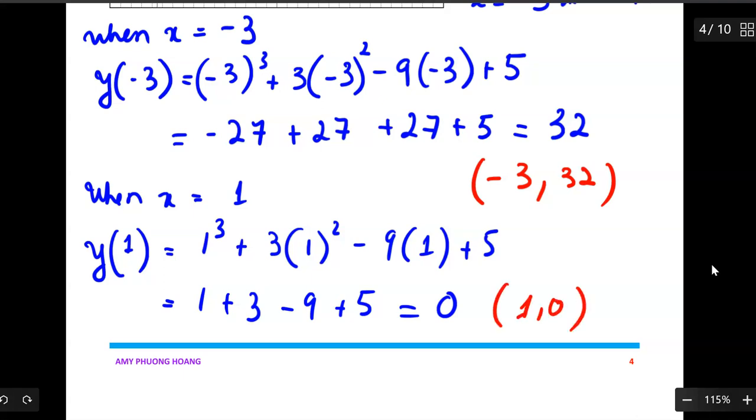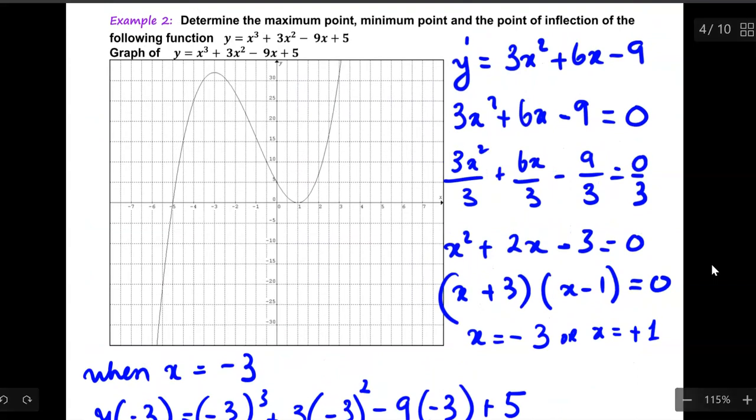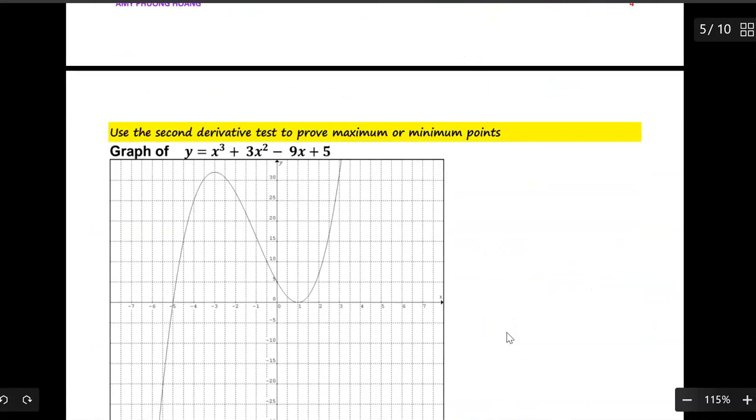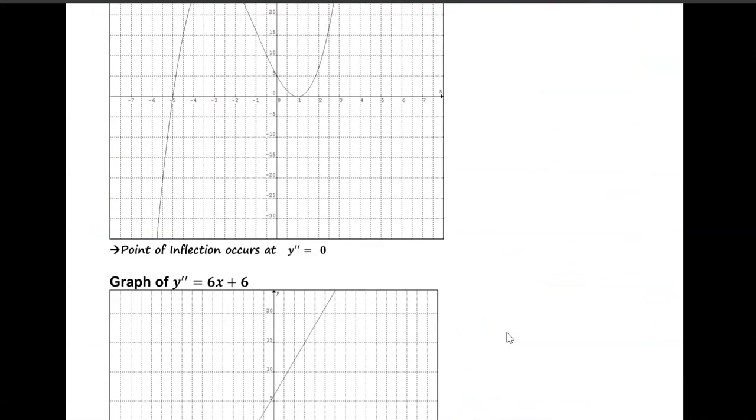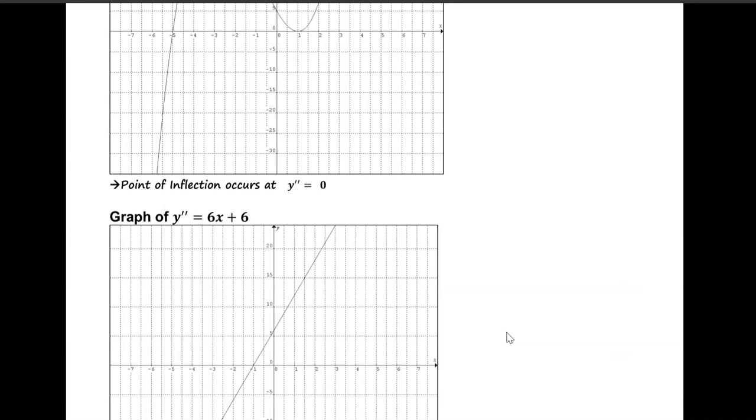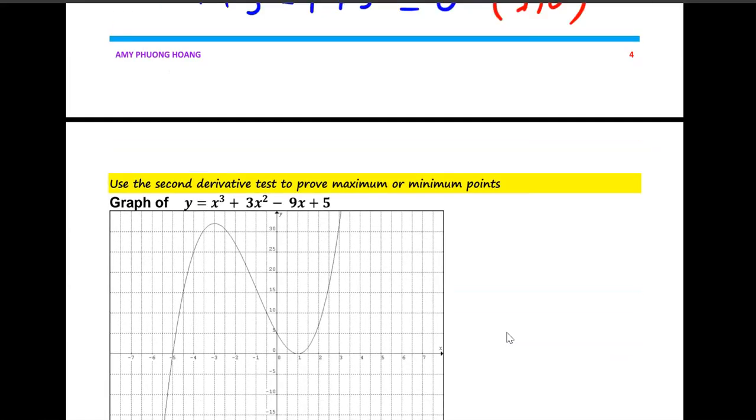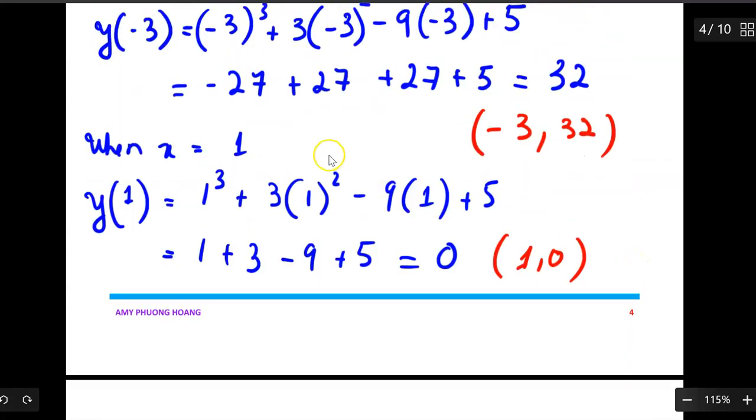Okay, so let's take a look at our graph. So that point right there and that point right there. So right on this graph, and we have to look for the maximum and the minimum point. We just look for it.